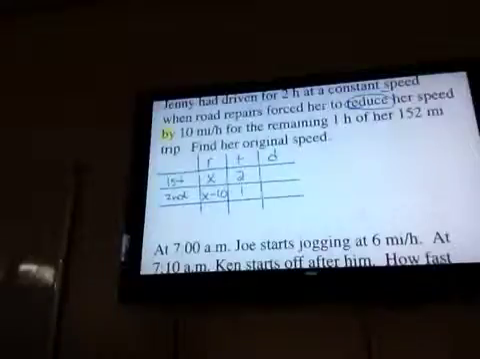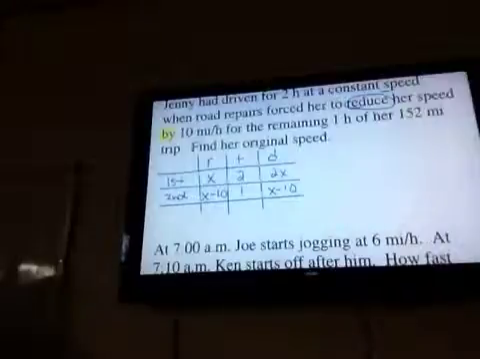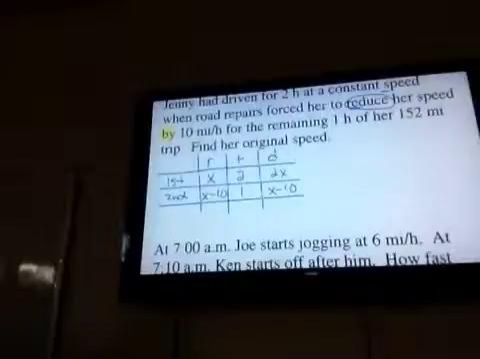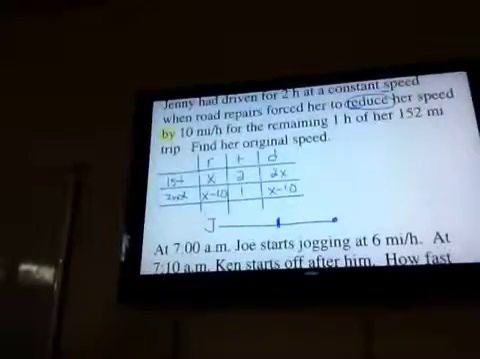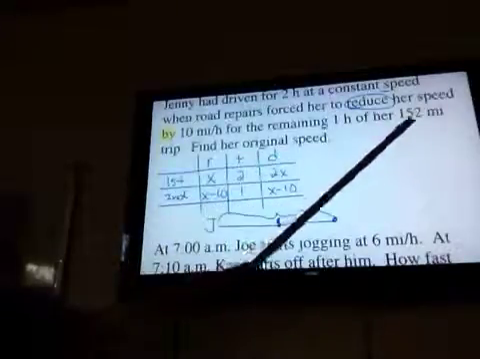The distance box is always the product of the rate and time. 2 times x is 2x. 1 times the quantity x minus 10 is x minus 10. Then you decide, are they equal, or is it a distance plus a distance is the total distance? So here's Jenny. She's driving along at whatever speed we're looking for. She runs across repairs, and then she has to keep going, and then finally she stops. So these two pieces together are the 152 miles.